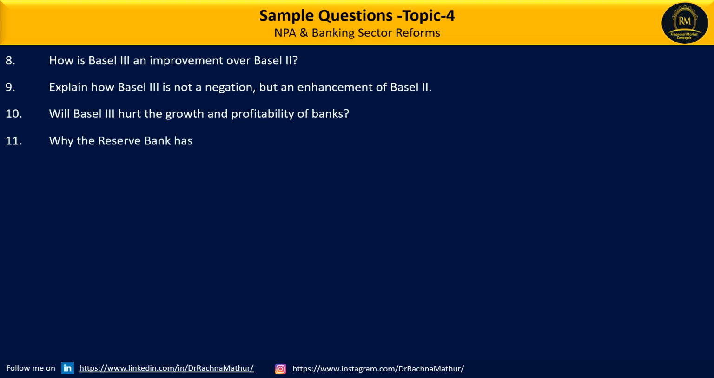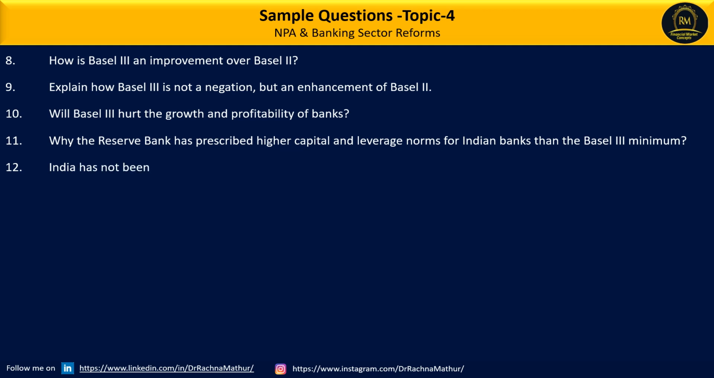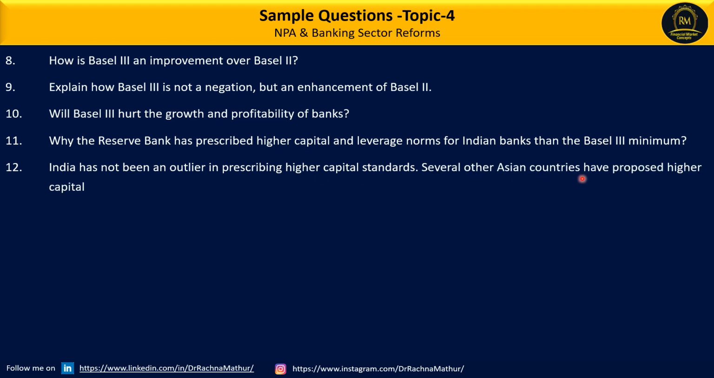Why the Reserve Bank has prescribed higher capital and leverage norms for Indian banks than the Basel III minimum. India has not been an outlier in prescribing higher capital standards. Several other Asian nations have proposed a higher capital adequacy ratio under Basel III. Explain.